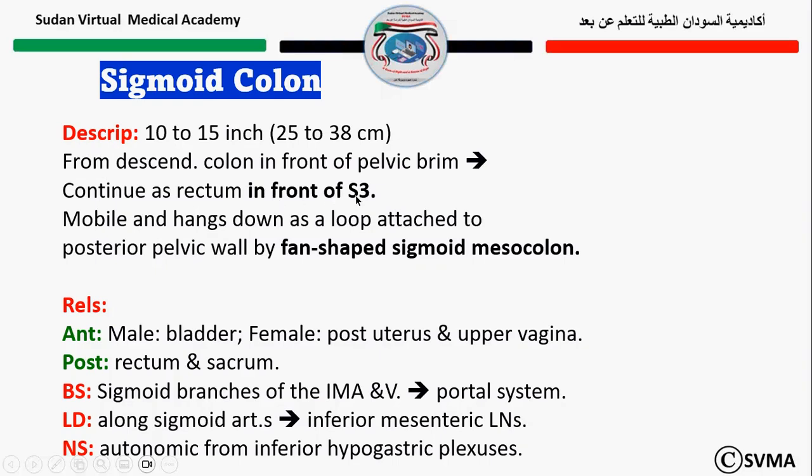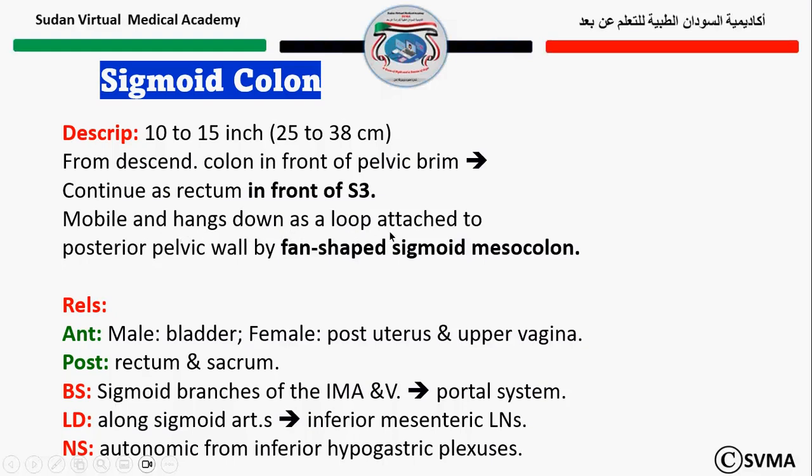These landmarks are important because they ask you in the exams where the sigmoid colon starts, at the pelvic inlet or pelvic brim, and where it ends. It's ending in front of the third sacral vertebra, S3. So in front of the third sacral vertebra, the sigmoid colon will become the rectum.